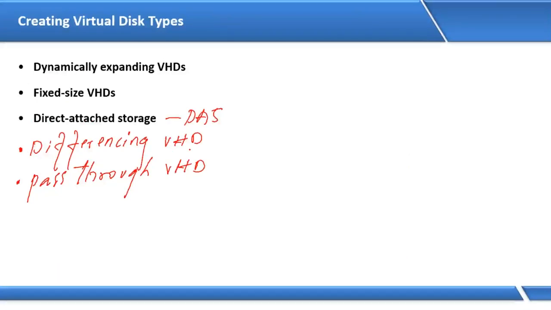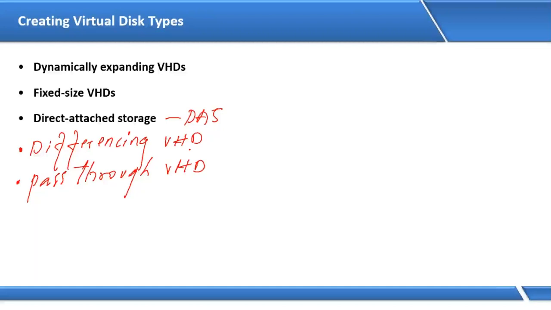So please write down differencing VHD. Differencing VHD is used to create or take a particular virtual machine hard disk backup.